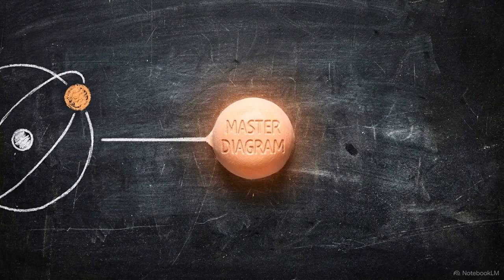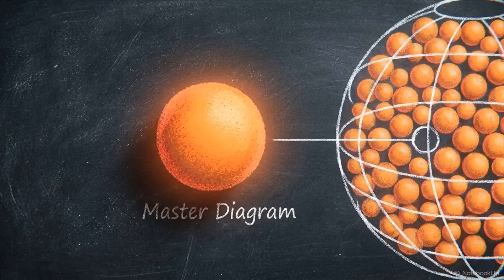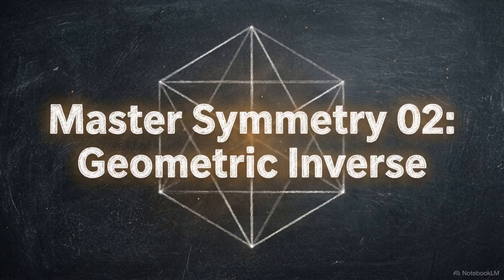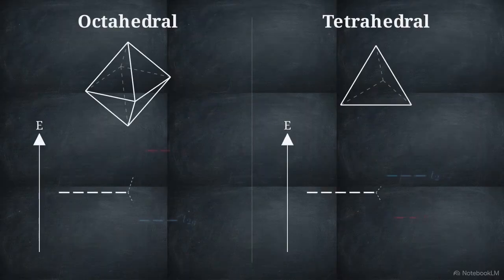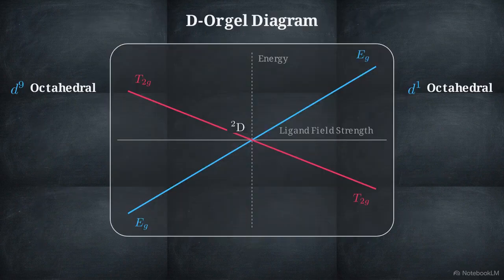By treating missing electrons as positive holes, a single diagram can predict the energy states for heavily populated electron shells just as easily as nearly empty ones. The diagram relies on a second master symmetry, the geometric relationship between molecular shapes. A metal complex with a tetrahedral geometry naturally creates the exact inverse splitting pattern of an octahedral complex.